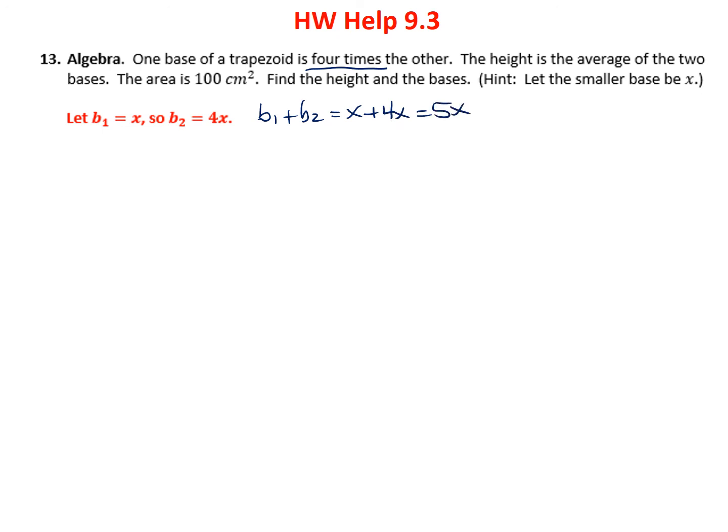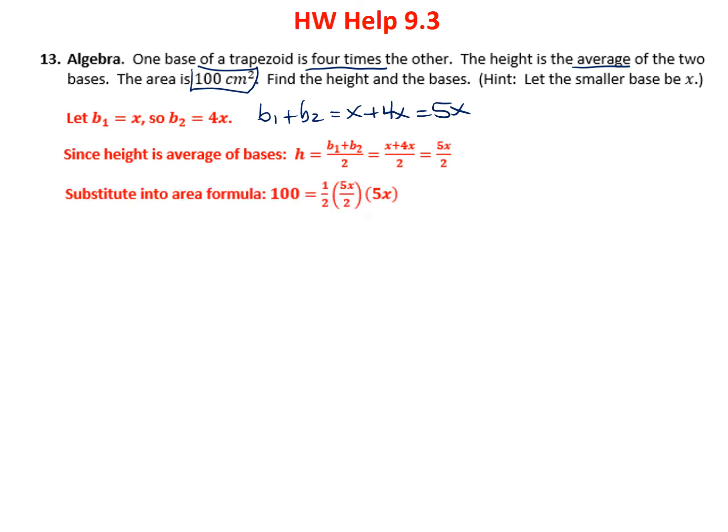Then we go to find the height. It says the height is the average of the two bases. Well, to find the average of two numbers, you add them together and divide by 2. So in this case, we add x plus 4x to get 5x, and we divide it by 2, and that's our height. Now we simply have to bring in the formula. Knowing that our area is 100, we have the sum of the bases, 5x, and we have the height, 5x over 2. We put that all together.